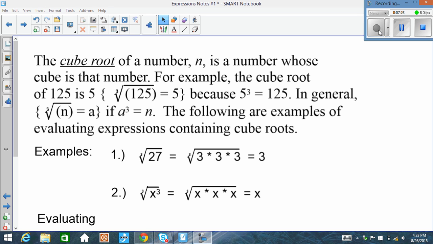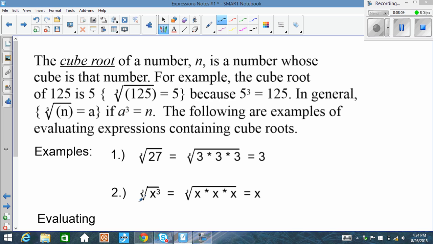The cube root of a number n is a number whose cube is that number. For example, the cube root of 125 is 5. So the cube root of 125 is 5 because 5 to the third power is equal to 125, or 5 times 5 times 5 is 125. In general, any number that has been cube rooted and you get an answer of a, that is only true if a to the third power is equal to n. The following are examples of evaluating expressions containing cubes, and just regular examples of how you do a normal cube root problem.